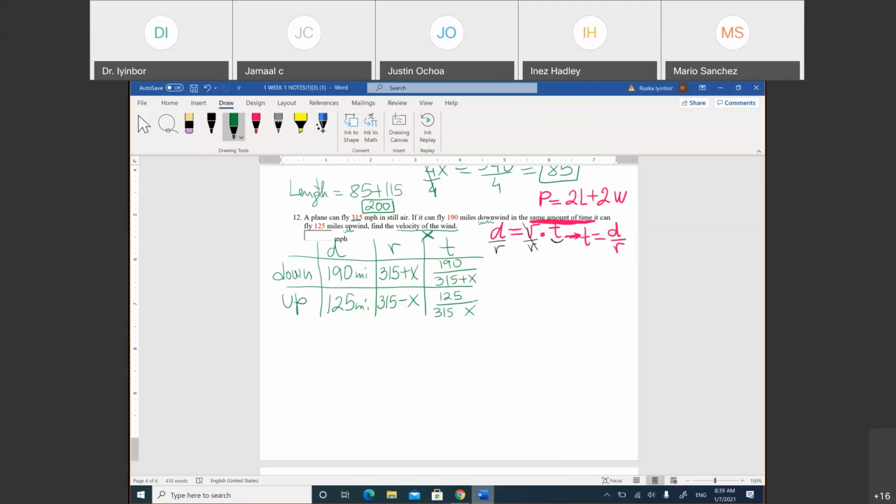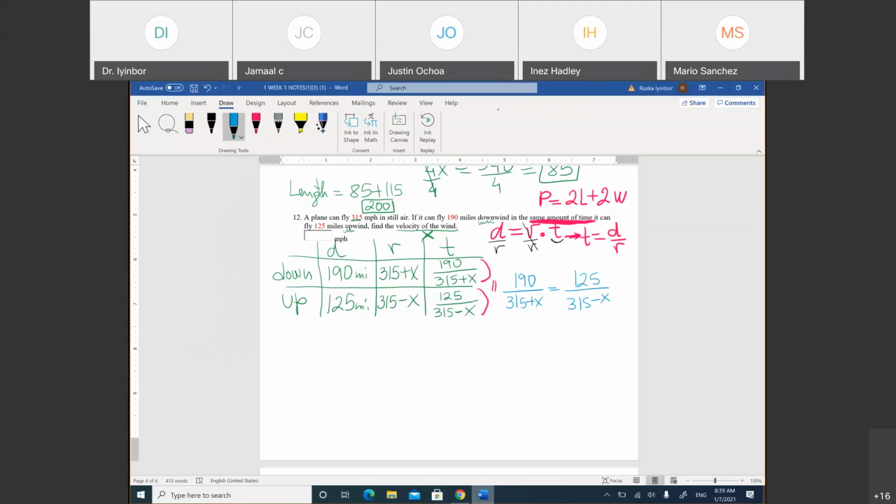And then from here, we're going to solve this equation. Now, they tell us it's the same amount of time. So this time and this time are the same. They're equal to each other. So that's how the equation is going to look. The equation I have to solve is 190 over 350 plus x equals 125 over 350 minus x. So this is the equation we have to solve.